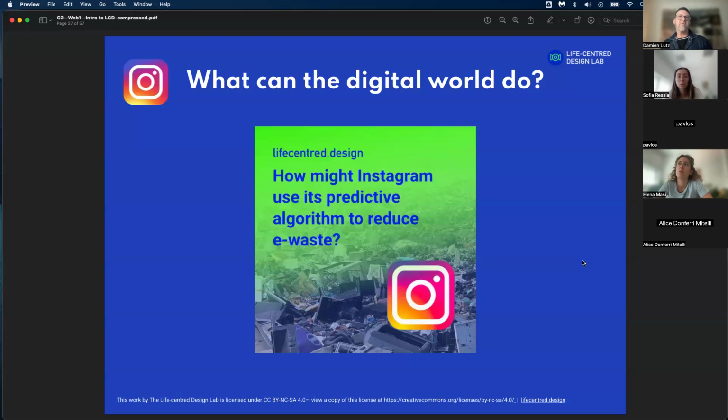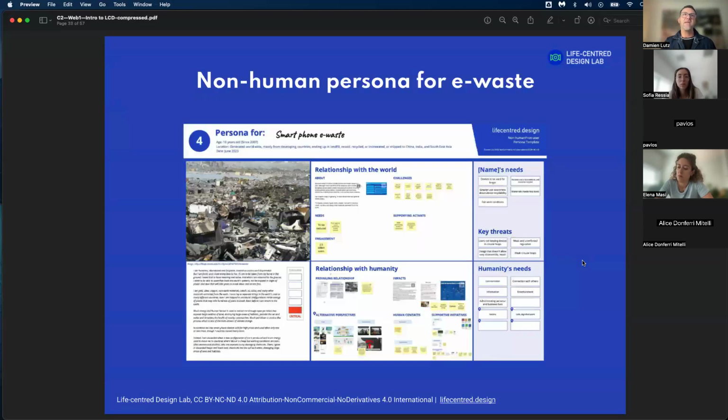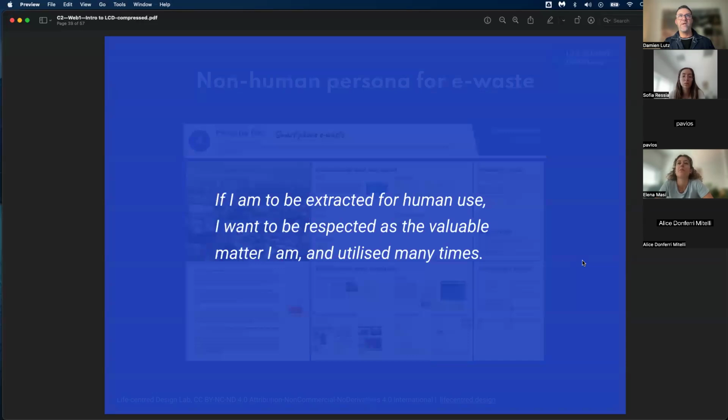So how can they use that algorithm to actually reduce something physical, their impact in the physical world, which is e-waste? And they can do that by creating a persona for e-waste to really understand the problem areas, where it ends up, but also just understanding that it's actually not just waste. It's something that really wants to be reused and utilized many, many times.